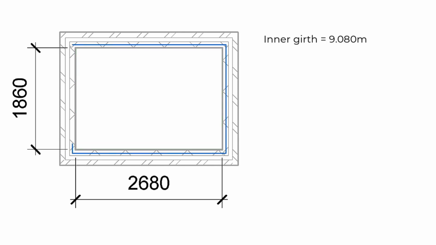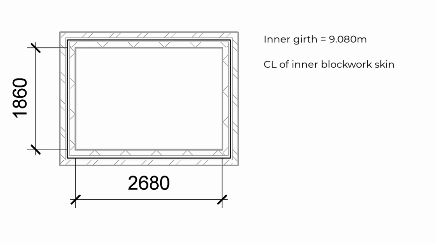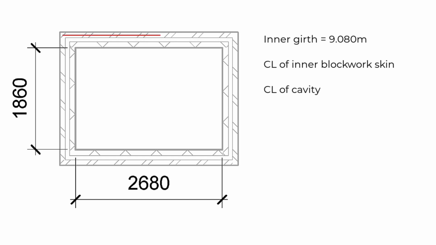The blue line is the distance around the centre line of the blockwork and referred to as the centre line of the inner blockwork skin. The black line is the distance around the centre line of the cavity and referred to as the centre line of the cavity. The red line is the distance around the centre line of the outer brickwork and referred to as the centre line of the brickwork outer skin.